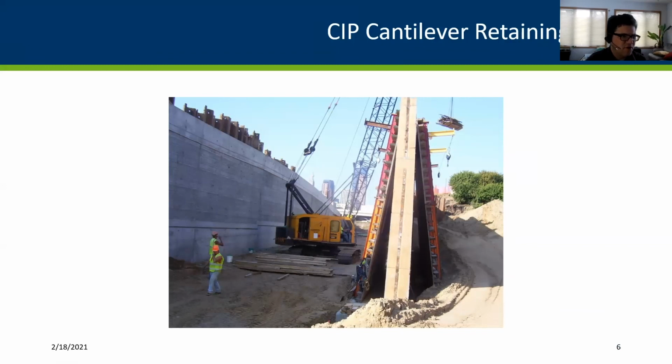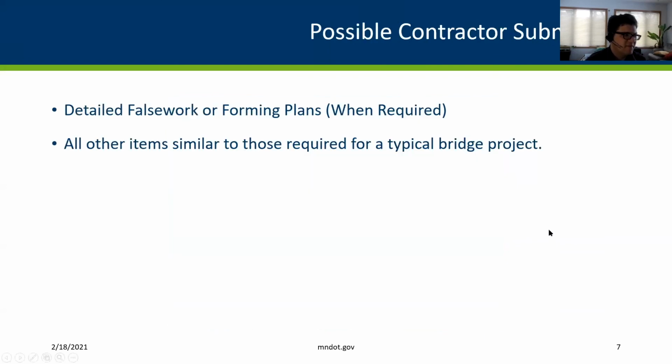Again, basic forms. The walls are not all that different from what we would see in any cast in place construction. And as far as submittals, there may be detailed falsework or form plans that are required. That isn't common, but it can be required. So those might be something that the contractor would have to submit. Any other items are very much what you would see in a typical bridge project. So nothing overly exciting in CIP walls. So that is just my review of cast in place walls.